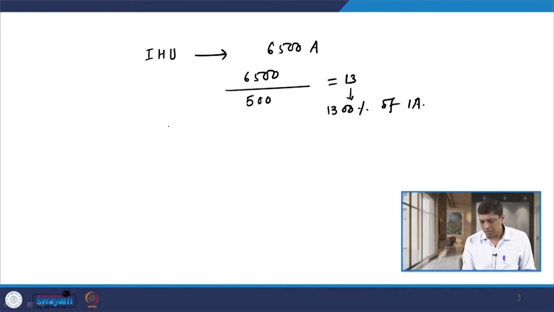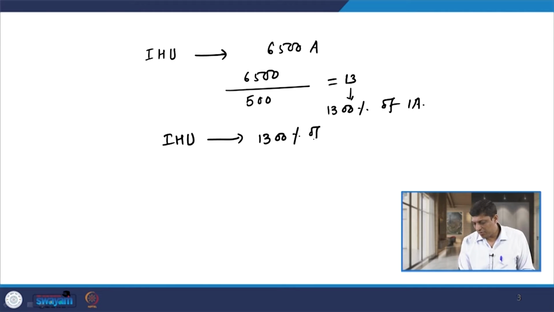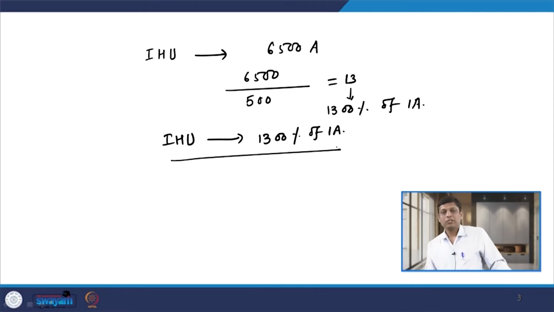So, the setting range of this instantaneous high set unit, we can decide as 1300 percent of 1 ampere. So, this is also completed. This completes the second case of the given example.